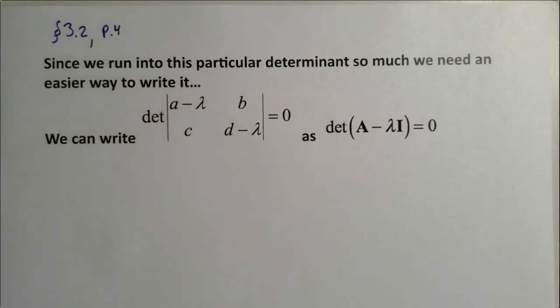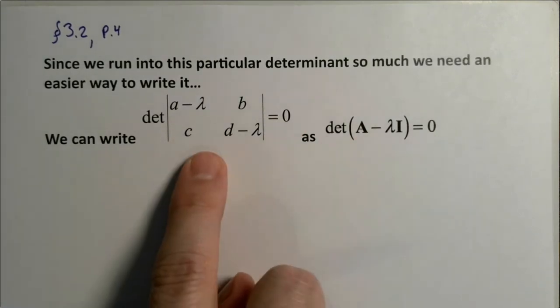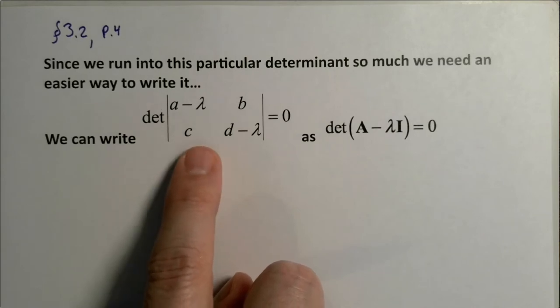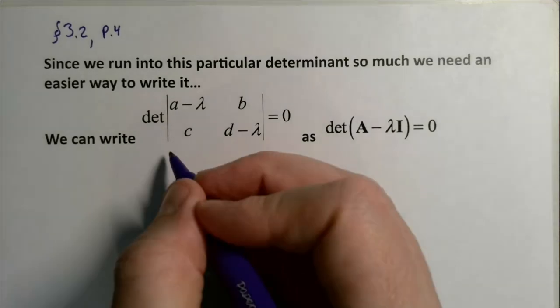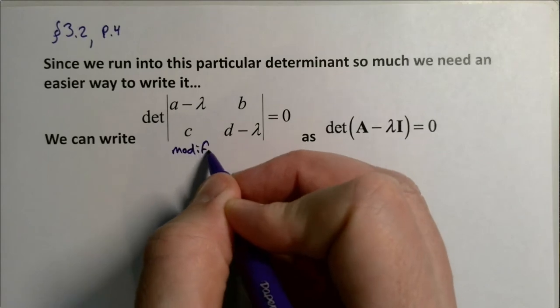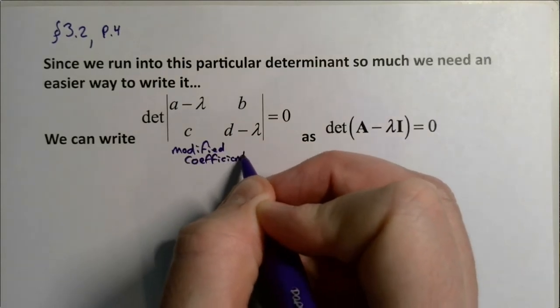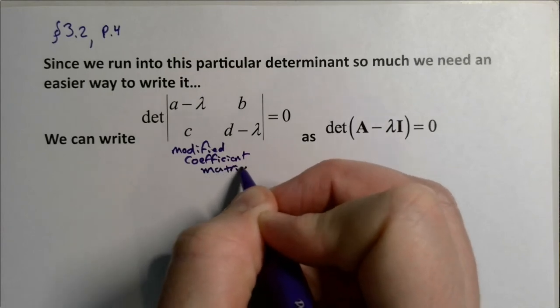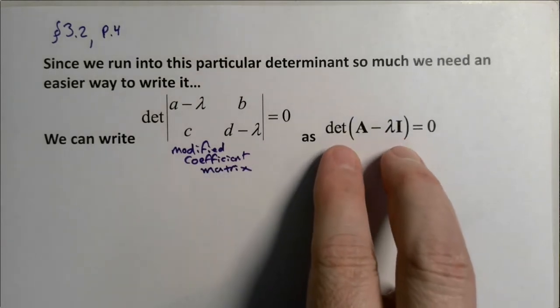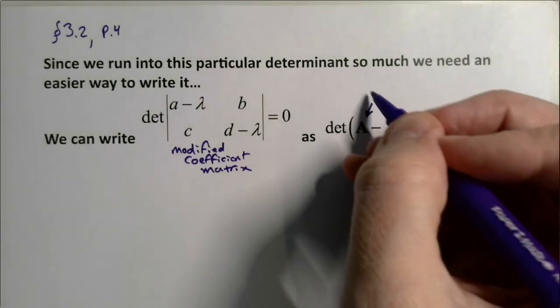But this idea of the determinant of this particular matrix being set equal to 0, you can write it either like this or like this. And so this way looks familiar. It's basically what we call a modified coefficient matrix. And this one over here is an alternative way of writing the exact same thing. And you'll notice there's our coefficient matrix.